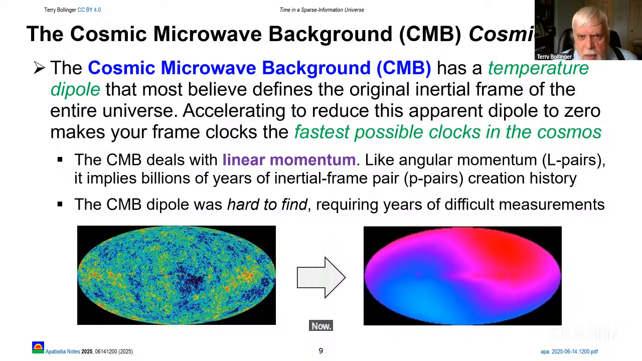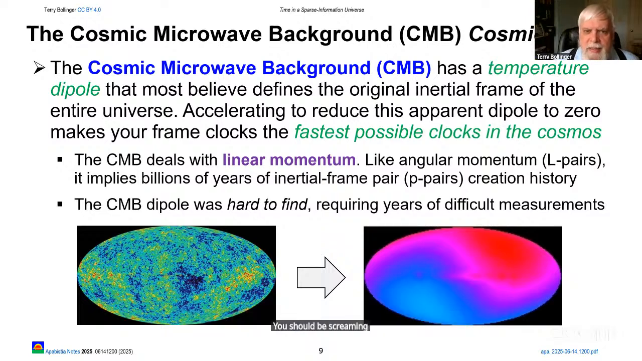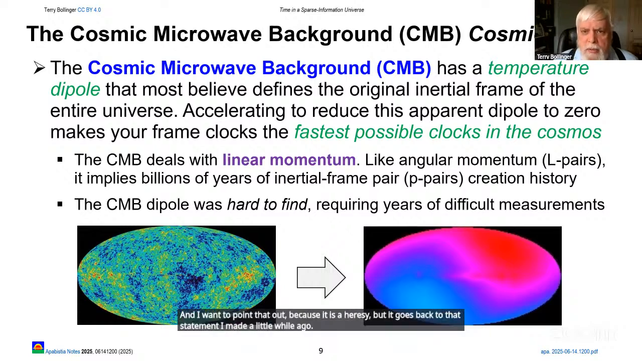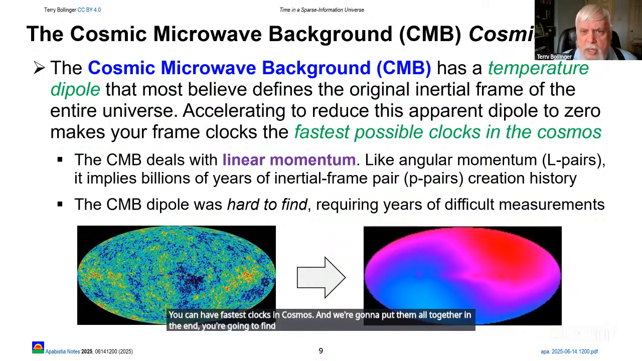Now, the one little statement in green where I say fastest possible clocks in the cosmos: if you're up on your special relativity, you should be screaming, Terry, you can't say that. There's no such thing as a fastest possible clock. I want to point that out because it is heresy, but it goes back to the statement I made a little while ago. The Poincare symmetries apply only internal to the systems that are accelerated. You can have fastest clocks in the cosmos. And when you put them all together in the end, you're going to find that those clocks track more time than anybody else. They become kind of like the standard.